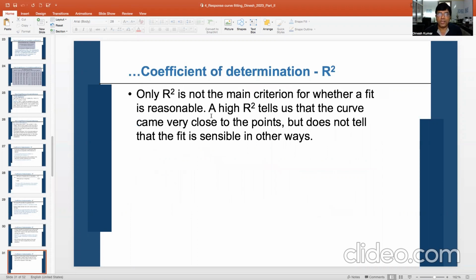Only R square is not the main criteria for whether a fit is reasonable. A high R square tells us that the curve came very close to the points, but does not tell that the fit is sensible in other ways. So this is for a statistician to understand, but our job is over: what is coefficient of determination.